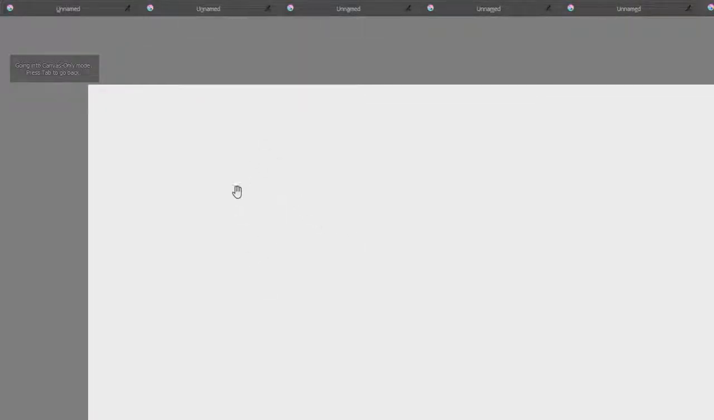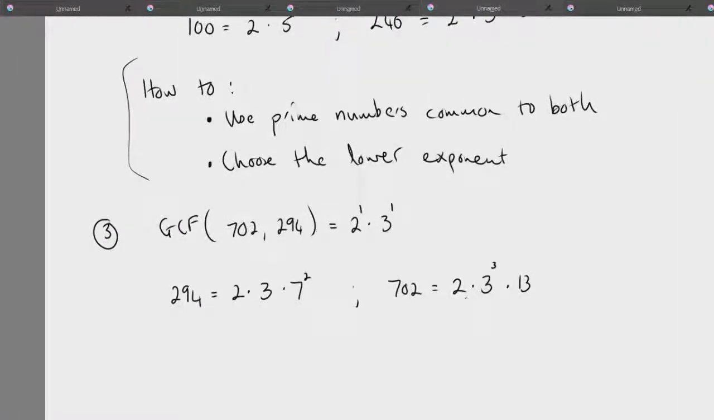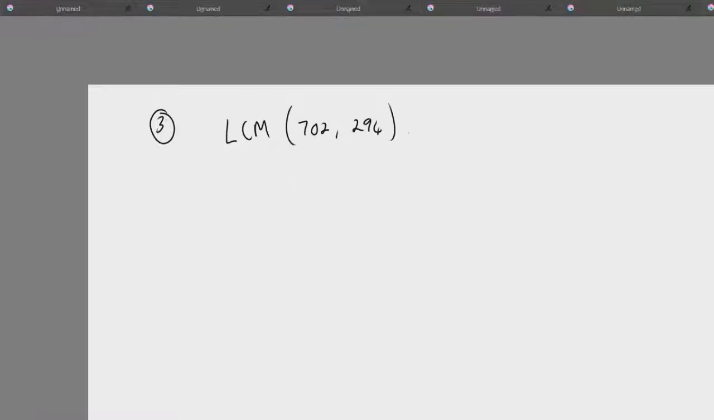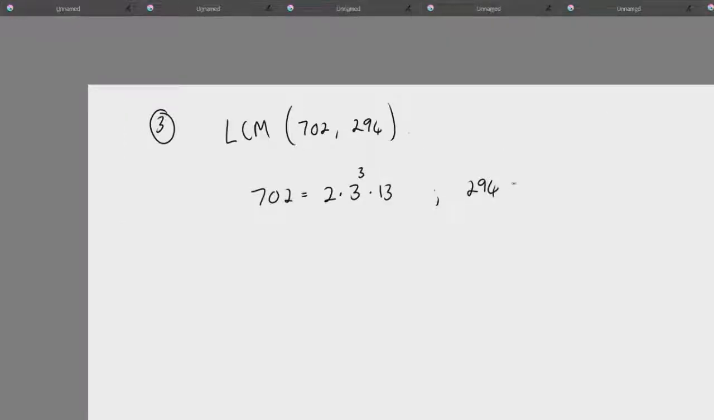And we have one more example, number 3. That is the LCM of 702 and 294. 702, you sound familiar. 702 is 2, 3 cubed, 13. 294 is 2, 3, 7 squared. Let me just double check here.